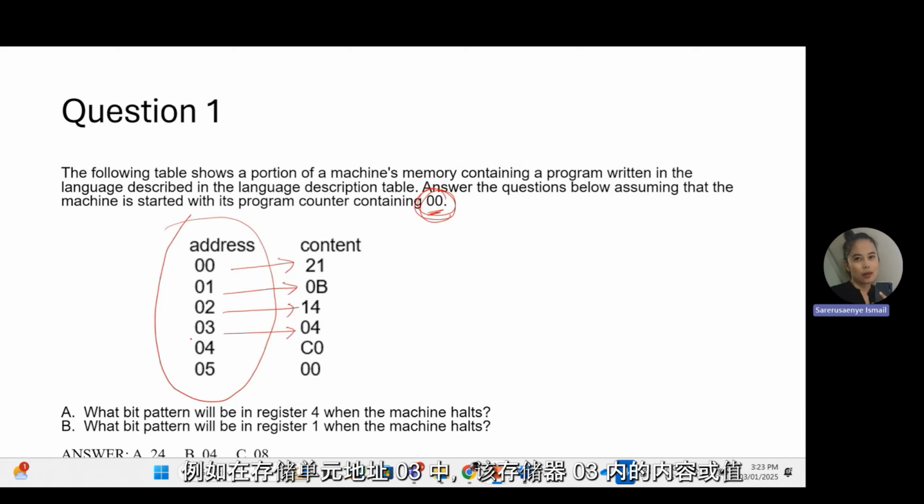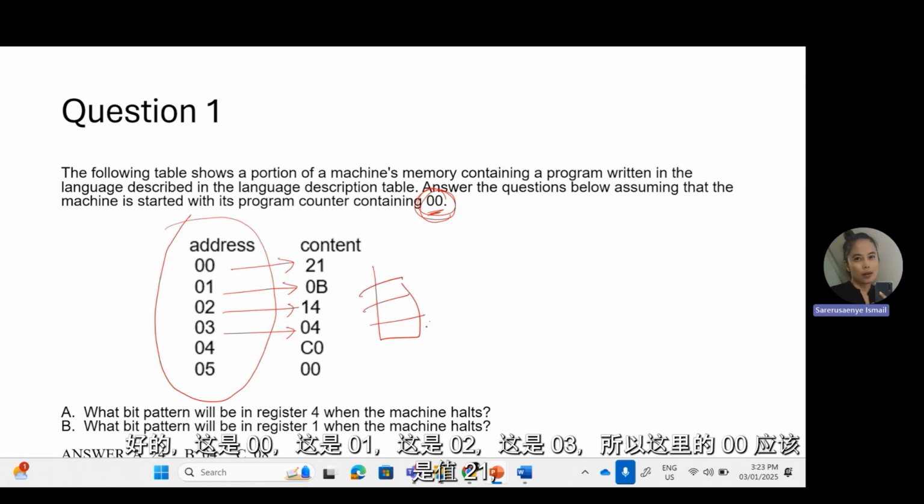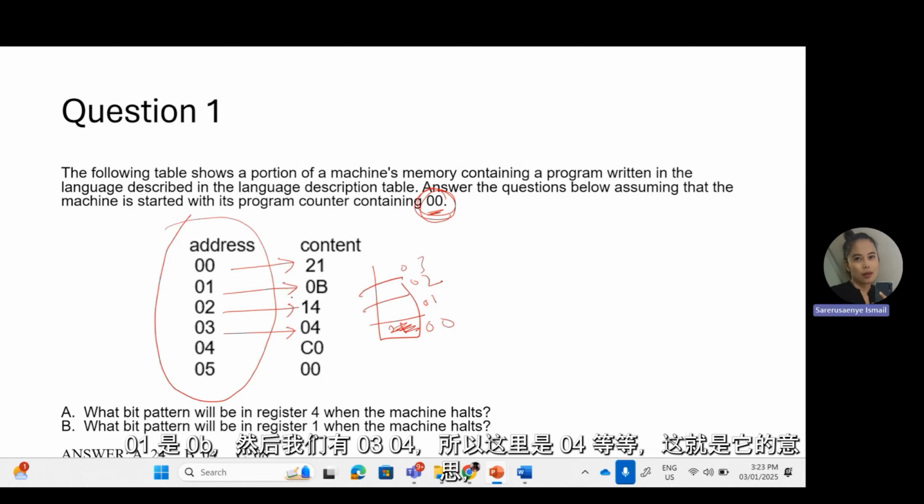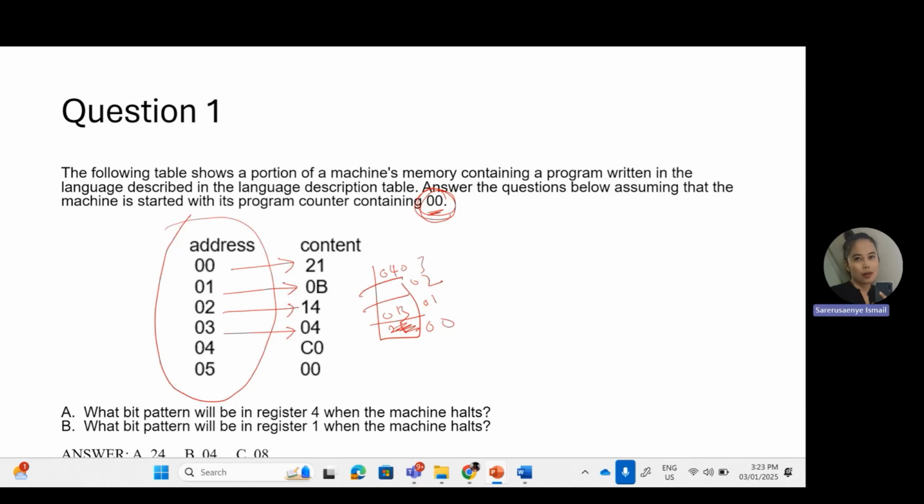For example, in the memory cell address 03, the content or the value inside this memory 03 is 04. In here, we have a memory, like for example, this is your memory cell. This is 00, this is 01, this is 02, this is 03. So in here, 00 will be a value 21. 01 is a 0B. And then we have a 03, 04. So we have here 04 value and so on. So that is what it means.